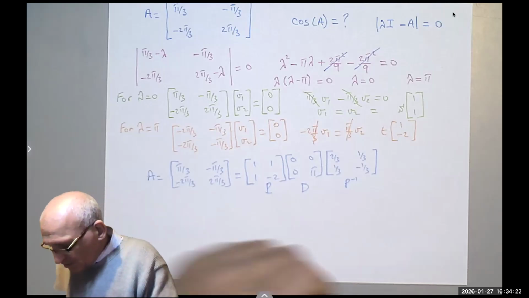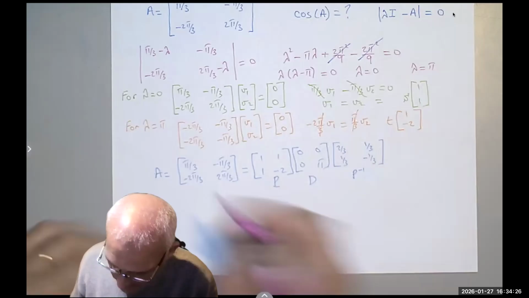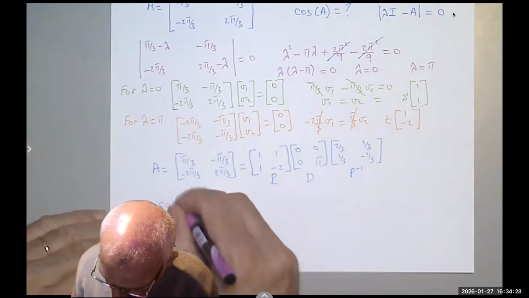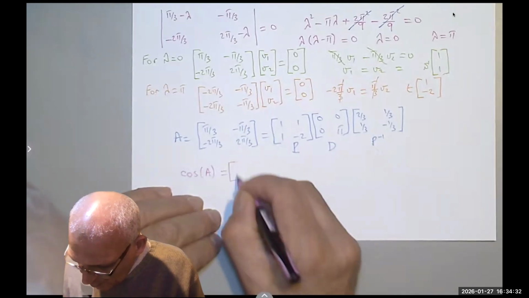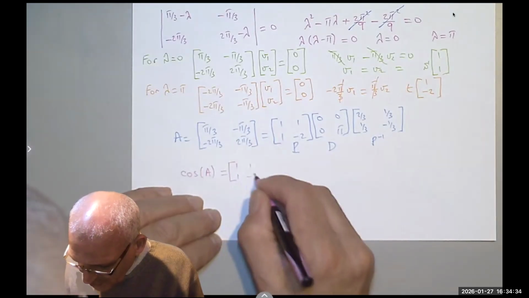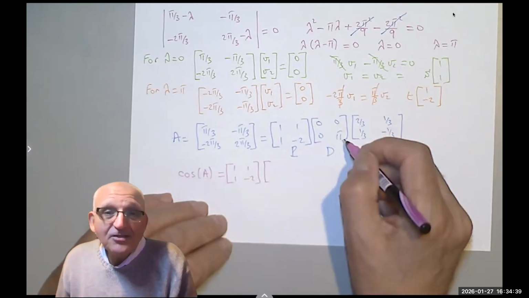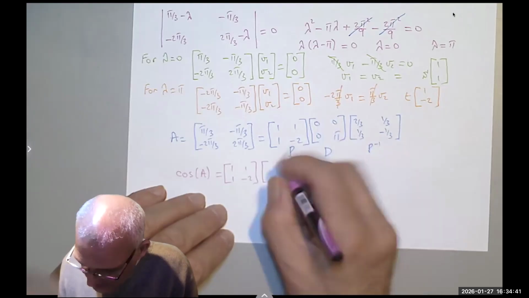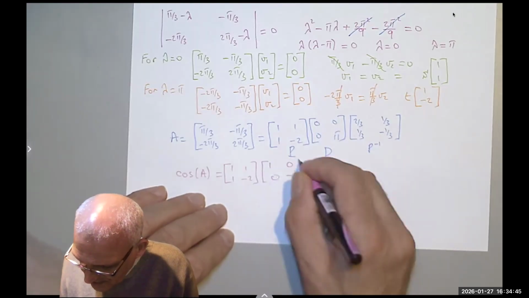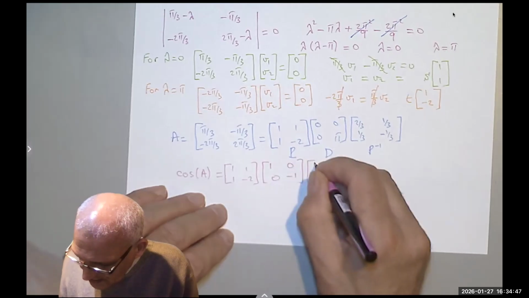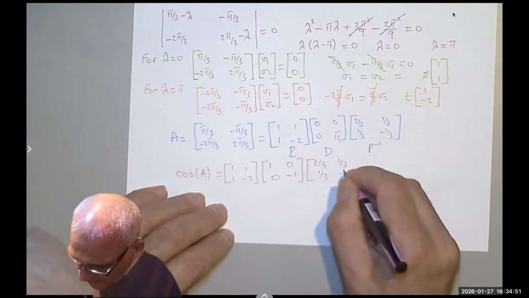So now to get cosine of A, it's basically 1, 1, 1, negative 2. And then 0 and the pi, you take their cosine. Cosine of 0 is 1. Cosine of pi is negative 1, 0, 0, times 2/3, 1/3, 1/3, negative 1/3.